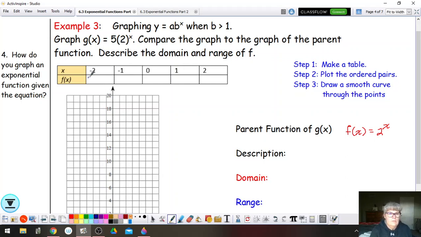5 times 2 to the negative 2 is the same thing as saying 5 times 1/2 squared. Well, 1/2 squared is going to be 1/4. 5 times 1/4 is going to be 1.25. We can use the decimal values when it comes to graphing.